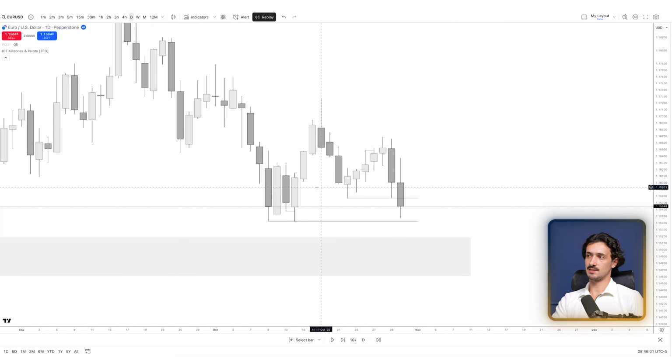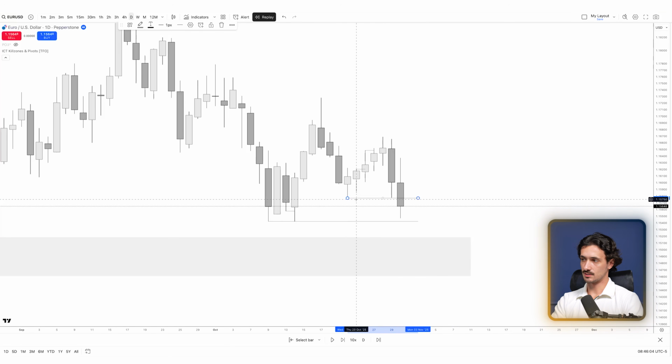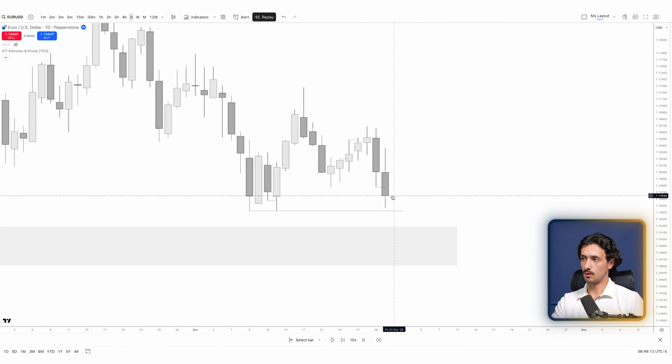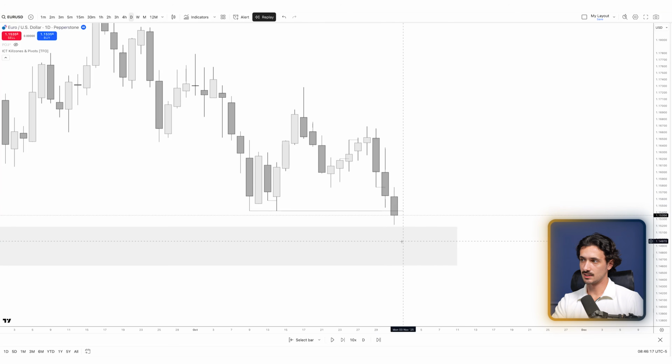So what do you think I'm expecting today? Well, now we've taken out this draw on liquidity, but we still have this one down here. We've closed below that low, right? Aggressive close below that low. And now I'm expecting what? A pullback and continuation again. What happens? Open, pullback, continuation, right? Perfect mitigation of this previous day's low.